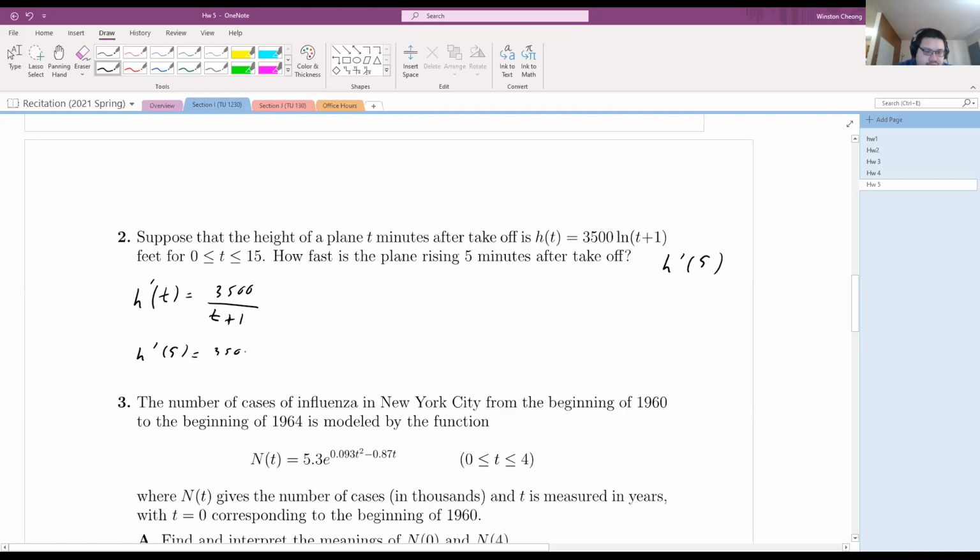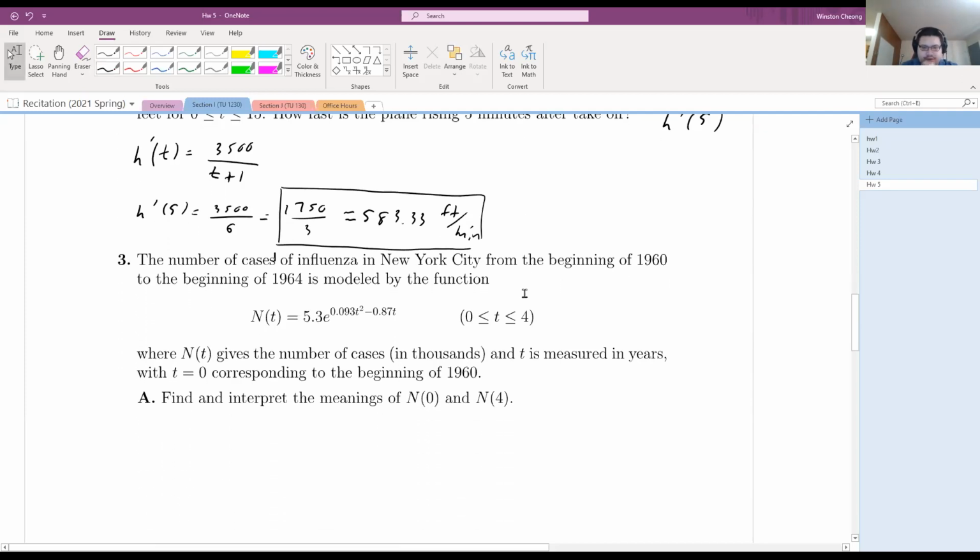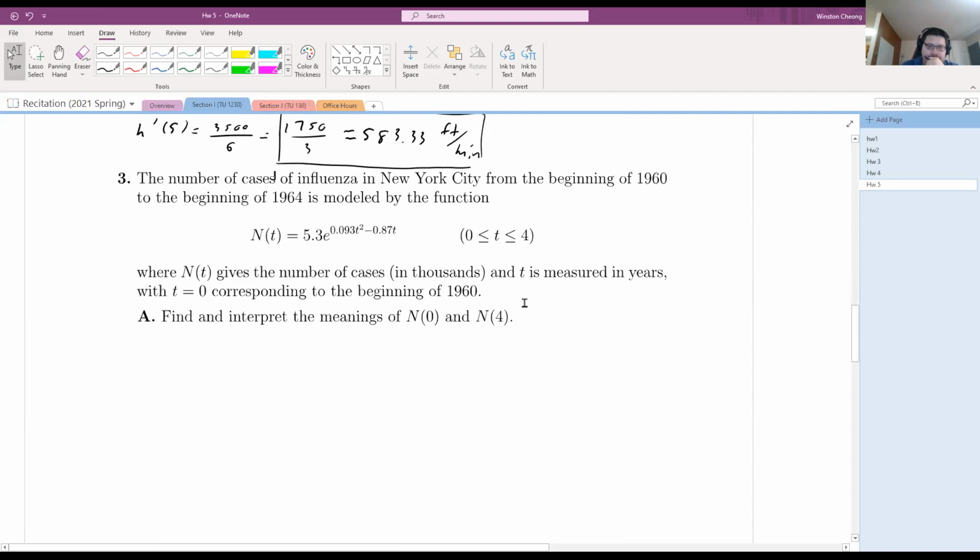So 3500 over 6, which simplifies to 1750 over 3, and that's approximately 583.33. You should always put units if you're given units, so feet per minute. You can box one of these, I guess. All right, so that's not so bad.